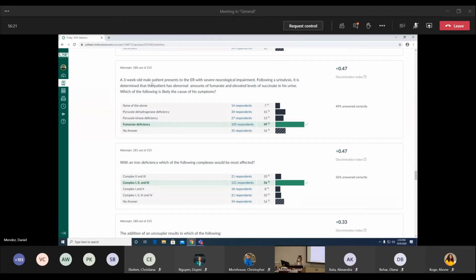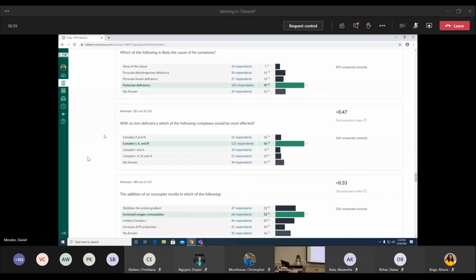So a 3-week-old male patient presents to the ER with severe neurological impairment. Following a urinalysis, it is determined that the patient has abnormal amounts of fumarate and elevated levels of succinate in his urine. Which of the following is likely the cause of his symptoms? So if you have elevated levels of fumarate and succinate, that means that you're going to have a deficiency of the fumarase enzyme, which is what converts fumarate into malate. So that's why it's that one. And then all the others, I think pyruvate dehydrogenase is, don't remember, but pyruvate kinase deficiency is going to be those spiny red blood cells. Okay. Oh no, the pyruvate dehydrogenase is going to do the increased lactic acid.